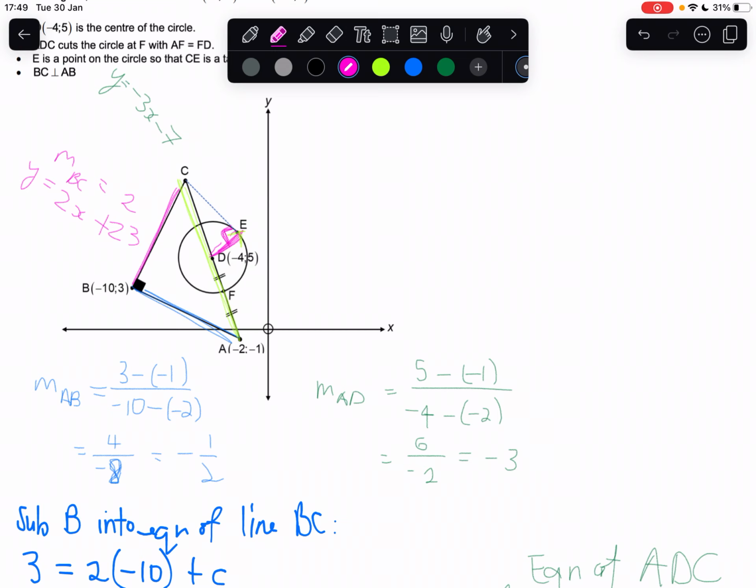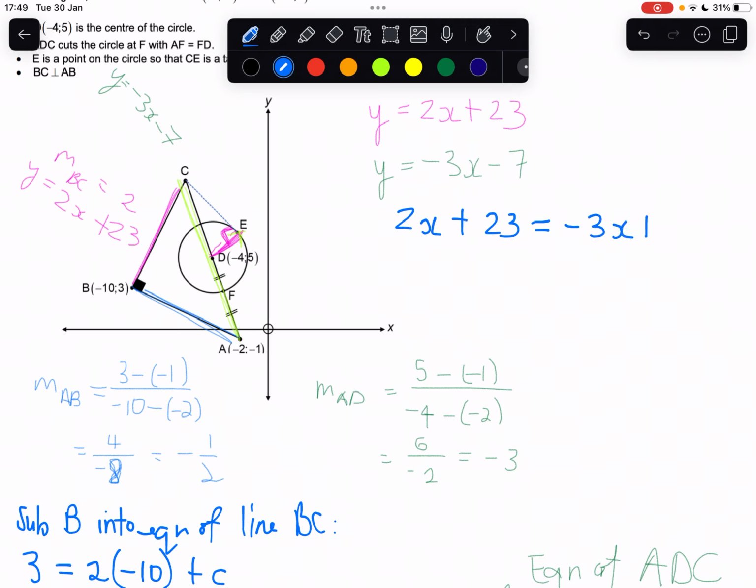So now we can just find the point of intersection between y equals 2x plus 23 and y equals minus 3x minus 7, right? We can equate the two. For which value of x is this y value equal to that y value? That's what we're trying to solve.